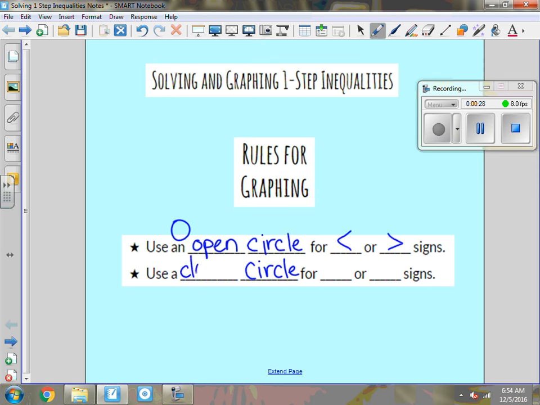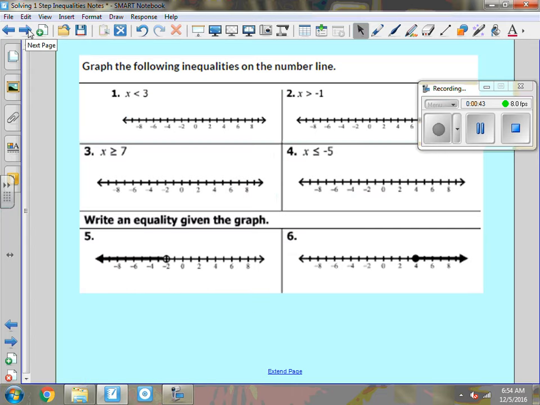A closed circle, where it's colored in, is used for less than or equal to and greater than or equal to. So let's go ahead and try that on a couple. Number one says graph the following inequalities on the number line. I have x is less than 3.